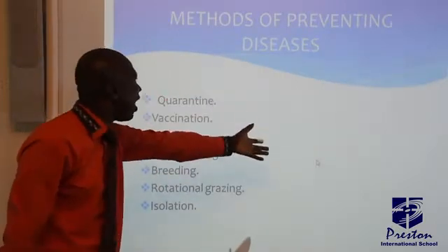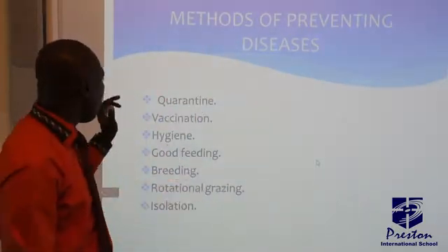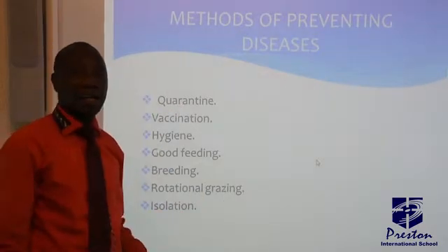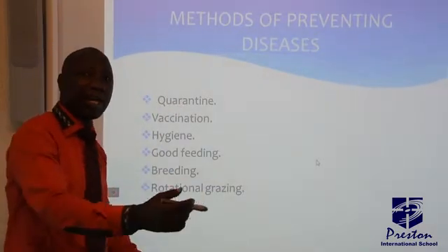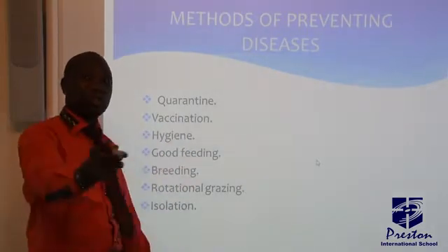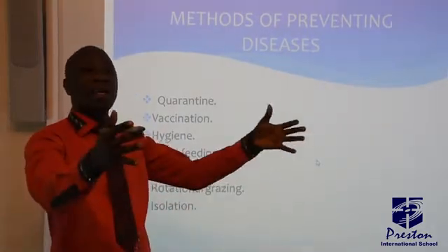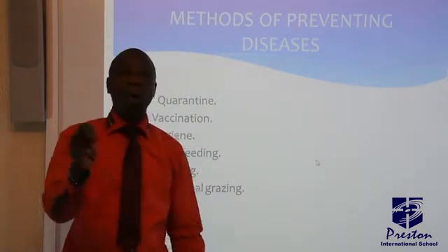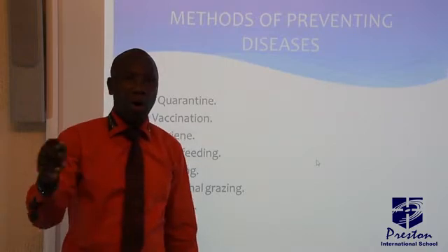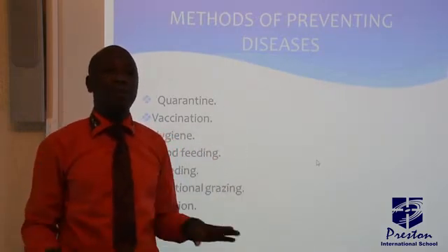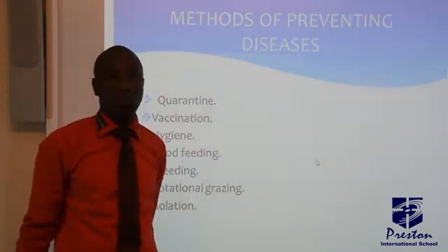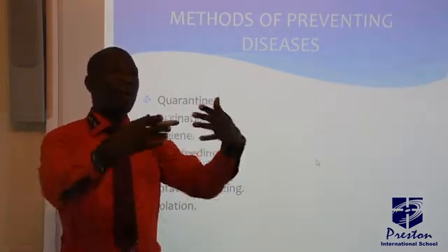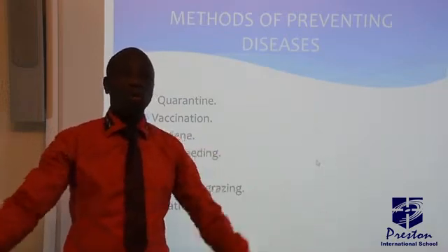Then how do we prevent diseases? Very, very important. Number one, you talk of quarantine. And what do you mean by quarantine? Quarantine is keeping the animal, isolating the animal for about 2 weeks to ascertain whether it's having a problem or not. So once the animal is having a problem, we keep the animal for treatment or we send it back to where it is coming from. But if there is no problem, then we can release the animal to join others.